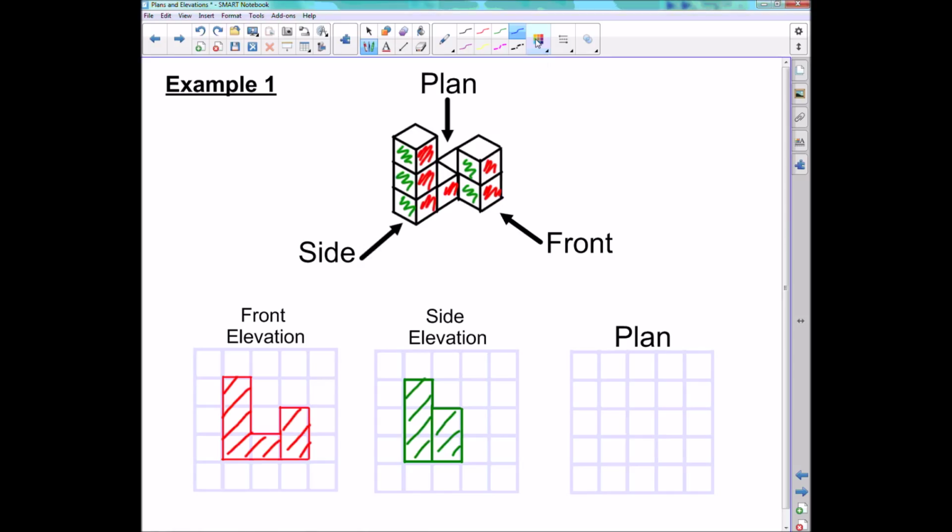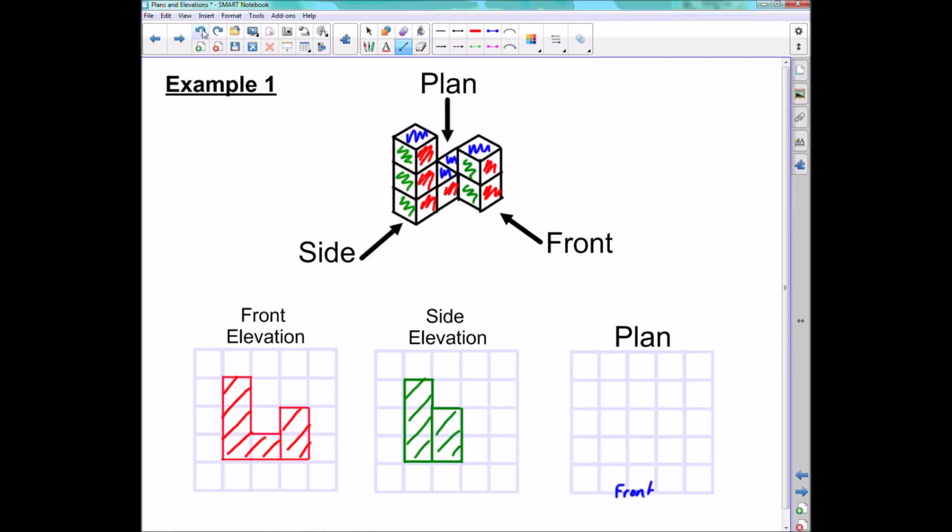Okay, so finally the plan. So the plan is looking from above. So again, I'm trying to visualize how this shape would look in 2D looking from above. And I would only see the tops of these blocks here. Now, usually we put the front of the shape facing down the plan. So that means the shapes furthest to the front are going to be the ones furthest down my grid here.